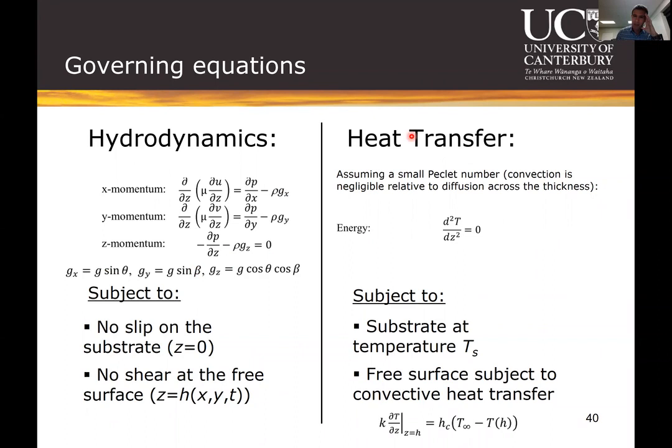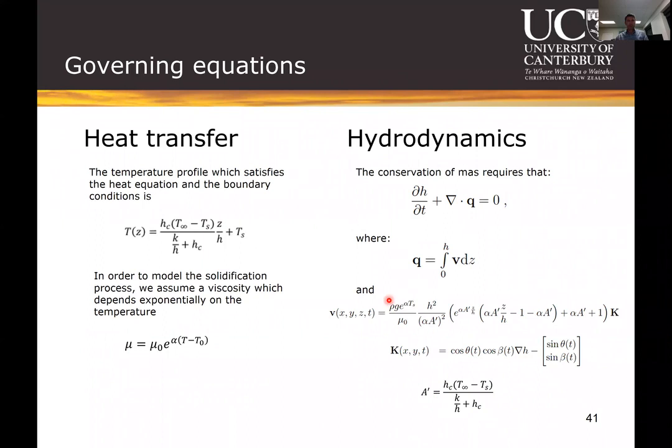In terms of heat transfer, we're assuming a small Peclet number, so convection is negligible, and therefore the temperature distribution across the thickness of the batter is purely driven by diffusion. In which case we've got a simple ordinary differential equation for the temperature, where the temperature is equal to the substrate temperature TS at the surface. And at the free surface, we've got free convection to cool our fluid. This simple equation allows us to calculate a temperature distribution as a function of the location within the thickness.